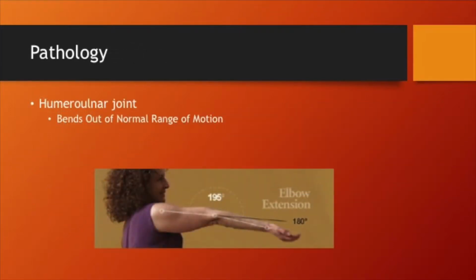The pathology of elbow hyperextension is when your humeral ulnar joint bends backwards and out of its normal range of motion. In this picture, you can see a lady whose elbow is in hyperextension.